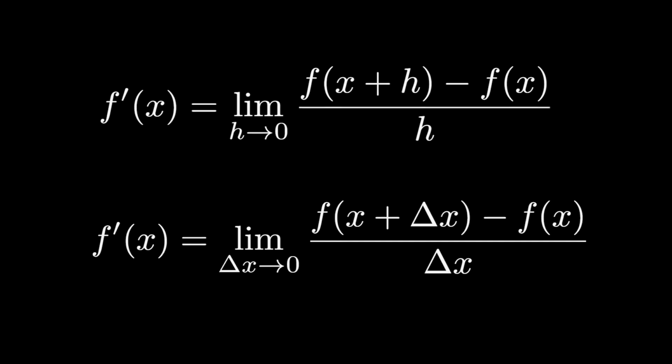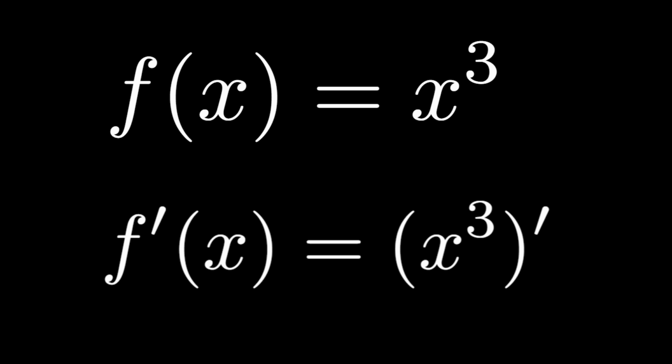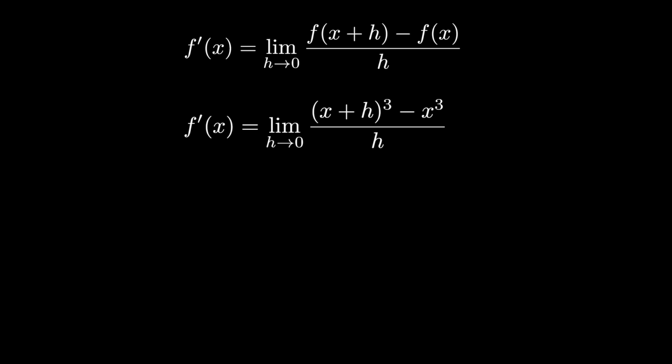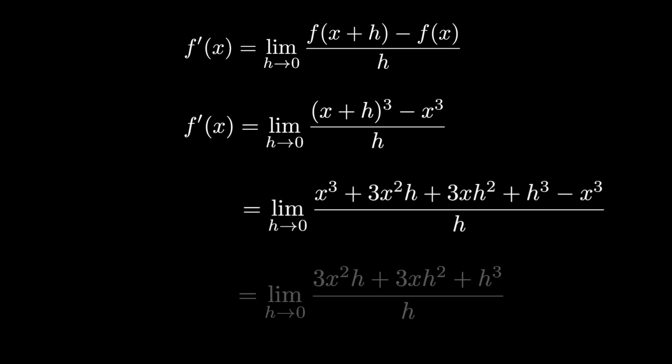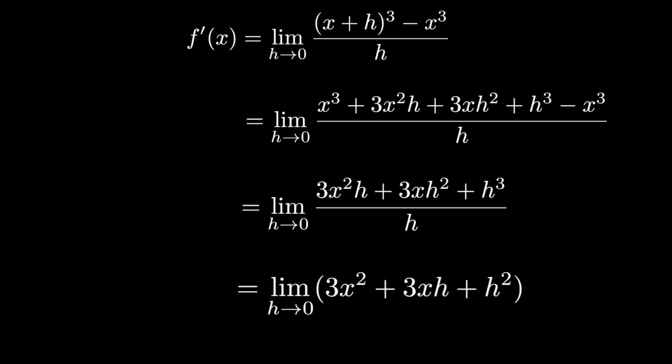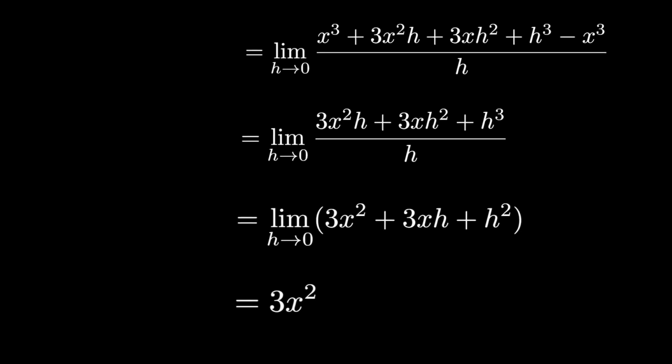Let's look at an example. f equals x to the third. We use the definition of the derivative and we get (x plus h) to the third minus x to the third divided by h. Expanding, we get x to the third plus 3x squared times h plus 3x times h squared plus h to the third minus x to the third. And by simplifying, we get 3x squared plus 3xh plus h squared. As h goes to 0, the terms with h disappear, leaving 3x squared. So the derivative of f equals 3 times x squared.